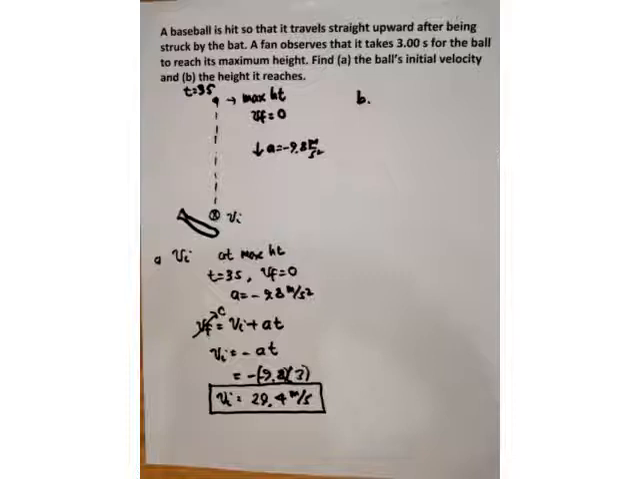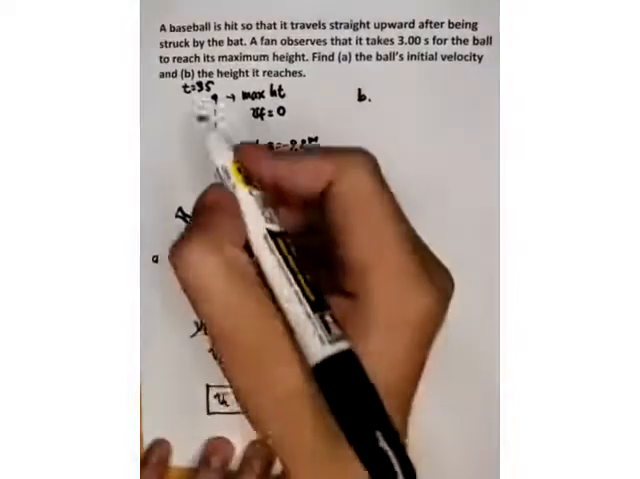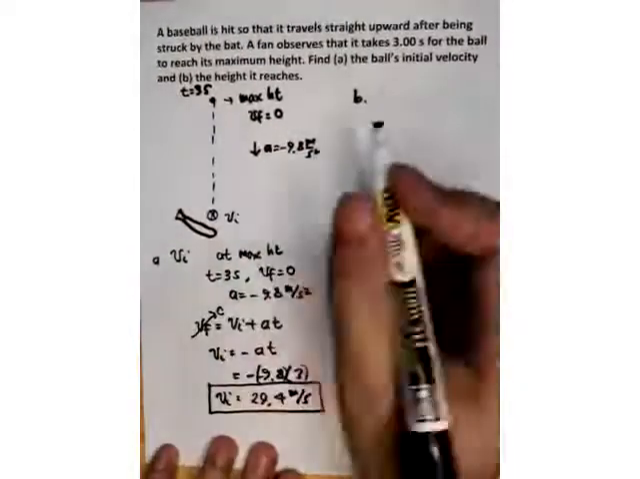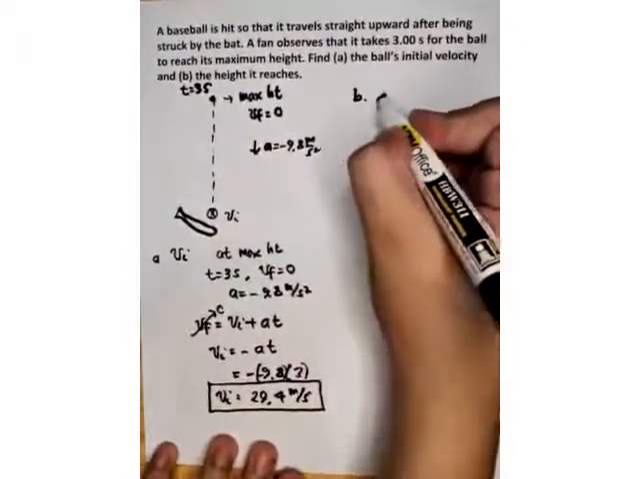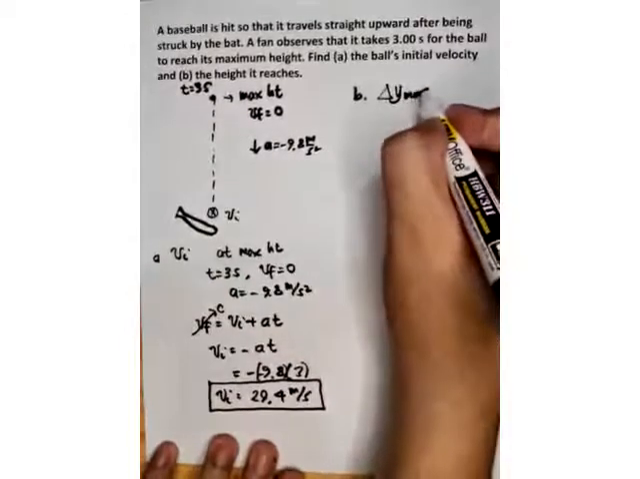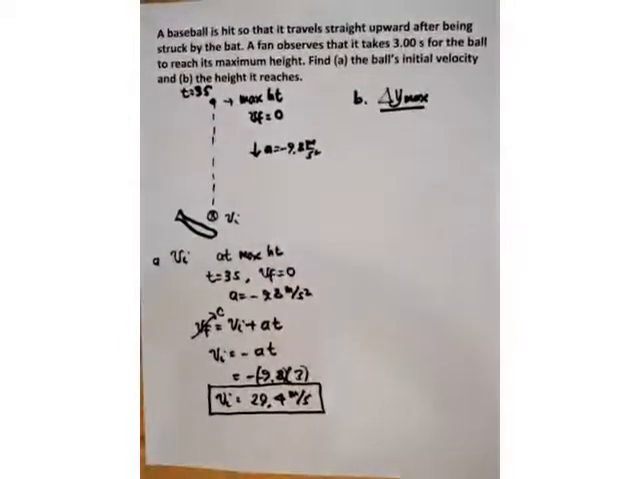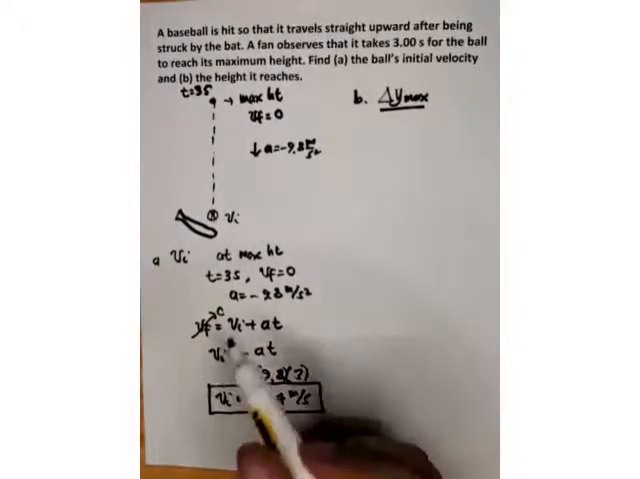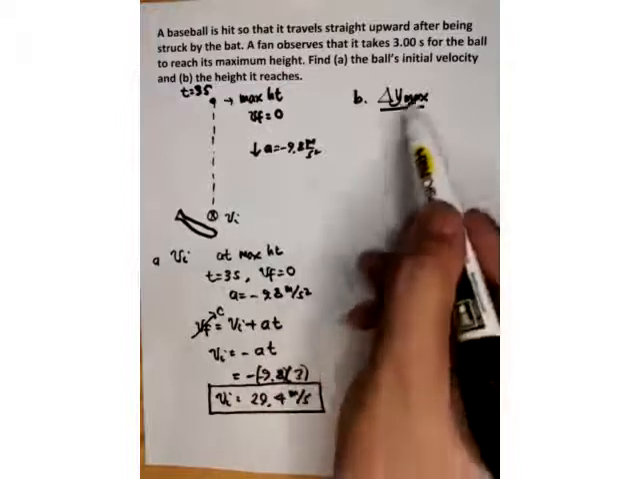Meron pa bang iba may question? Ayan. So let's proceed, mag-proceed na tayo sa letter B. The height it reaches. Okay, so the height it reaches, that means we are looking for the maximum height, delta y max. Okay? So, hinahanap natin ay delta y max. Now, we want to find what formula? Kailangan na, involving ngayon ito pa rin, and then yung ating y max.